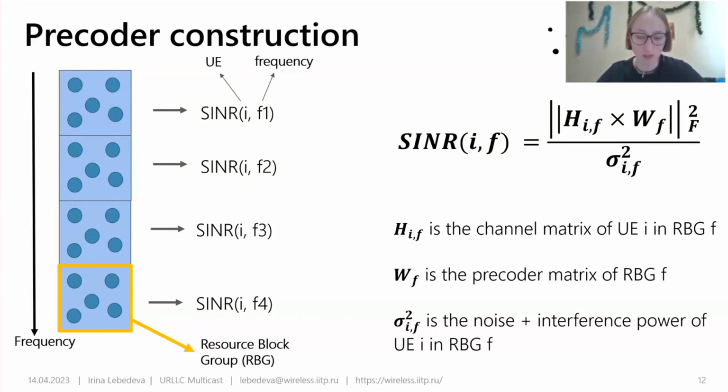Next, the gNB constructs the precoder matrix W sub f for each RBG f. And next, the base station, based on the noise power estimation and matrices of channel and precoder, calculates the signal-to-interference-plus-noise ratio, SINR, for each user i and each RBG f.